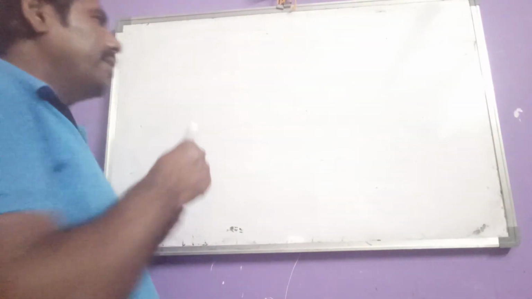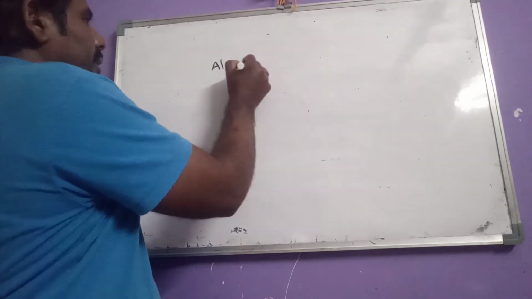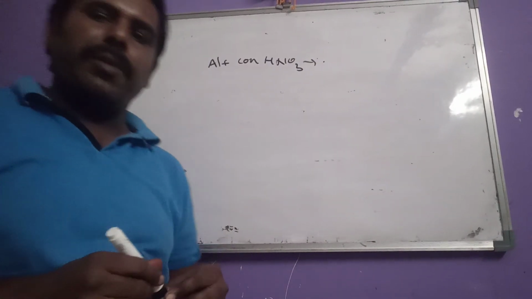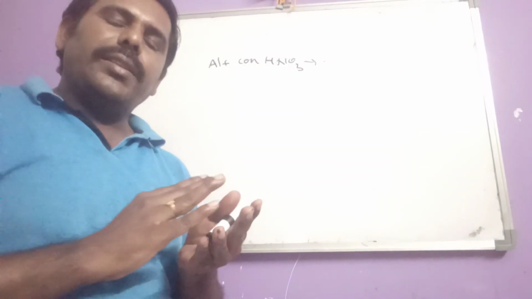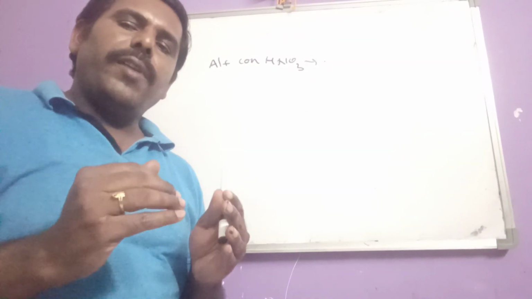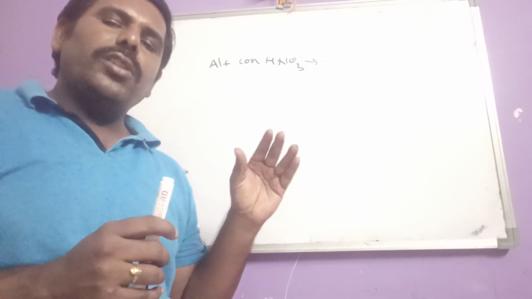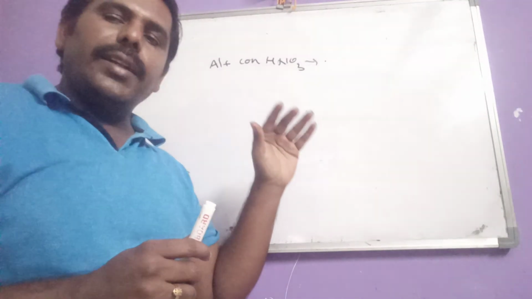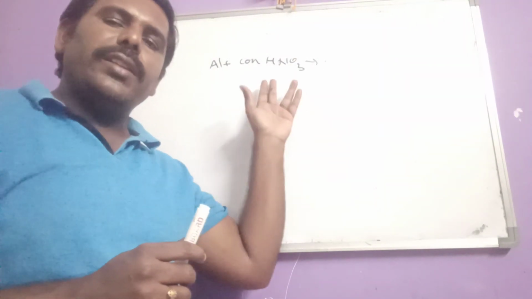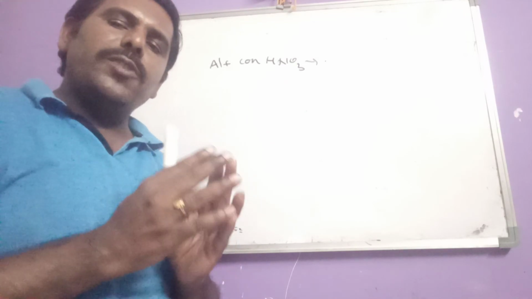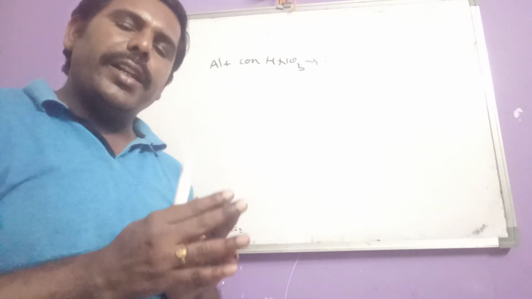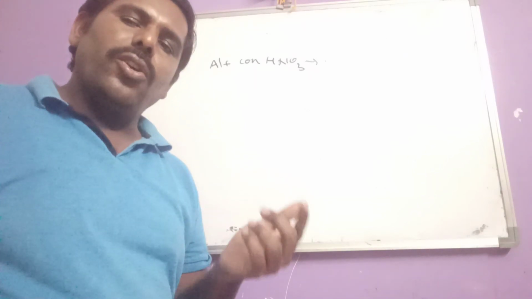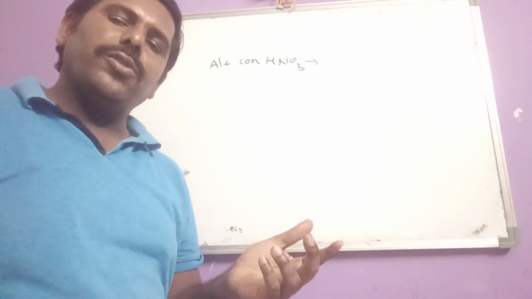And another important thing here, aluminium plus concentrated HNO3. Initially some reaction will take place, but after some time that reaction stops. Why? Because due to the formation of an oxide layer, this aluminium enters into passive state with concentrated HNO3. What is passive state? After some initial reaction, the state of non-reactivity is known as passivity or passive state.